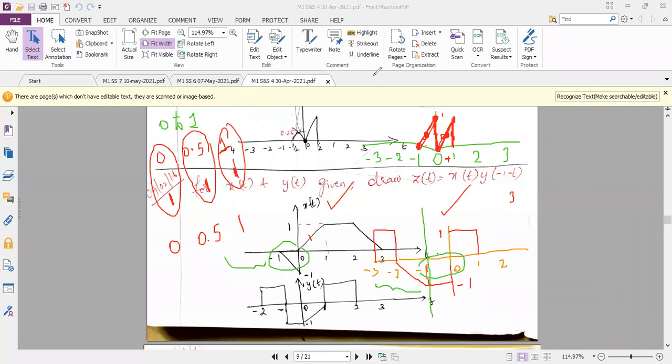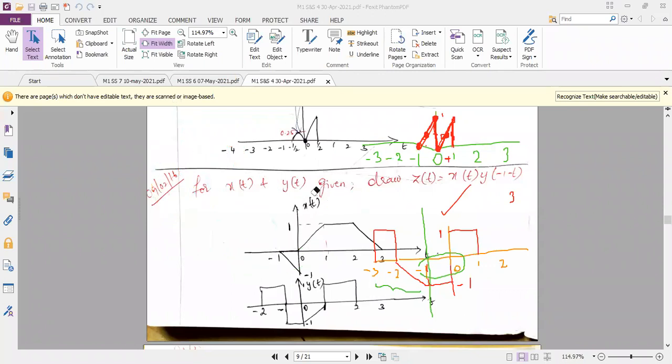No. Why? Because y of minus t minus 2 is 0. Yes. Very good. So only in the first diagram you have some signal. In the second diagram you do not have anything. Since it is a product, we are neglecting it. Remember, if it is addition, we cannot neglect it.